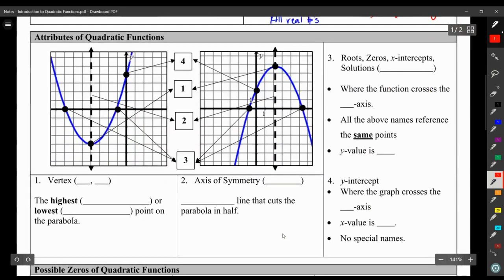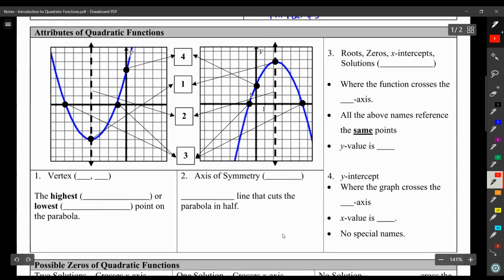Let's look at some more attributes. We have a bunch of labels here. First, let's look at the label that we have called number 1. Number 1 matches this coordinate, this purple point, on both of these pictures. Number 1 is called the vertex. Now, it is a coordinate point, but we call it something special. We actually use h and k instead of x and y because it's a very special coordinate. This is the highest or lowest point on the parabola.